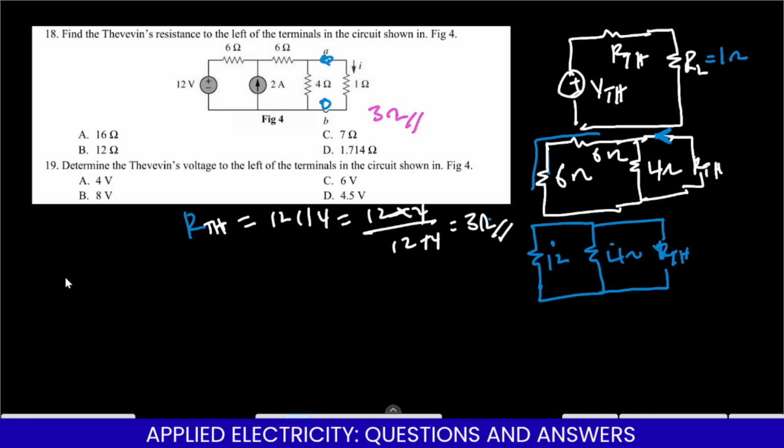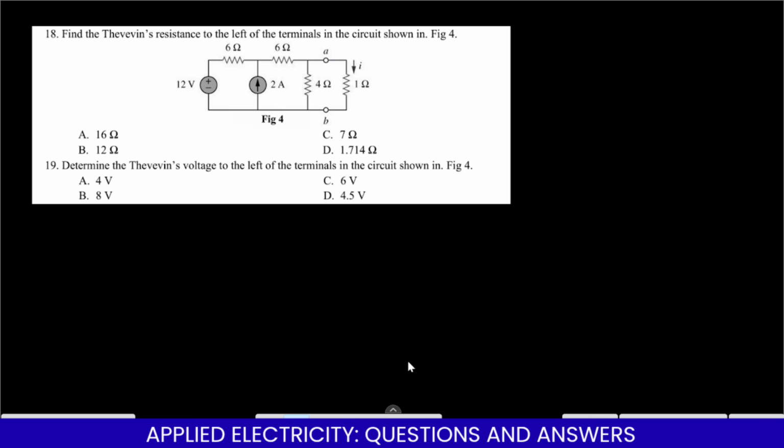The question states clearly that we should determine the Thevenin's voltage to the left of the terminals in the circuit. And anytime you are finding the Thevenin's voltage, all components will remain the same. So we have a voltage source here, which is the 12 volts, and the resistance remains the same, which is 6 ohms. The current in the circuit also remains the same, which is 2 amps.